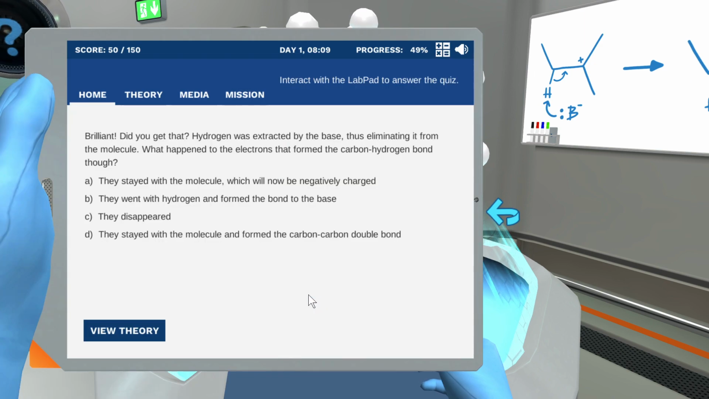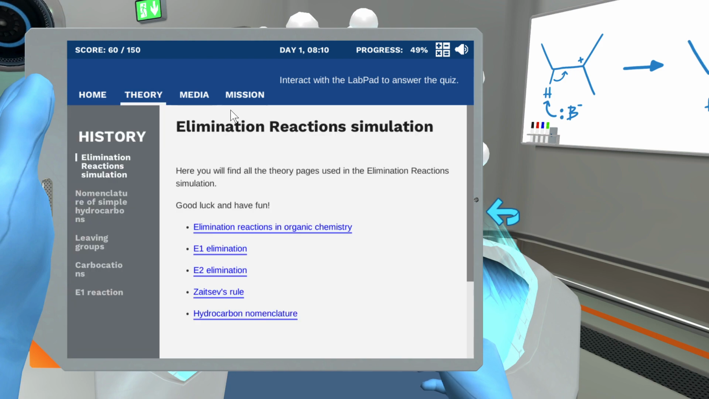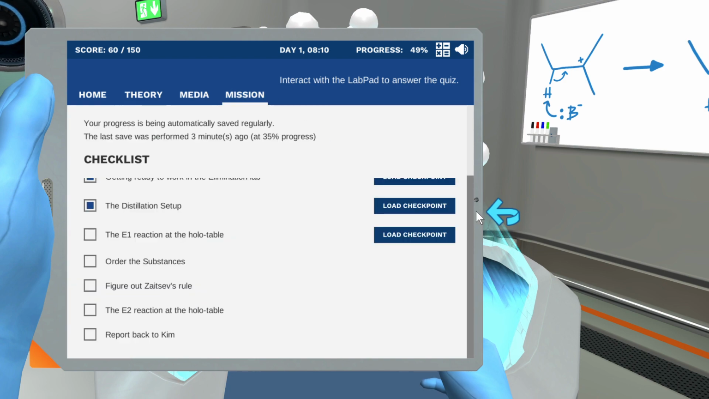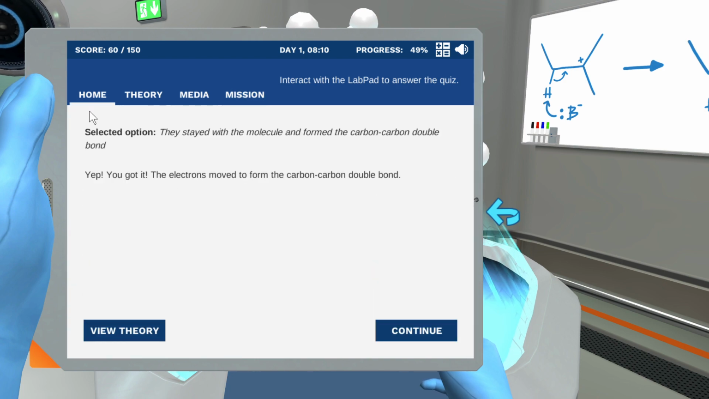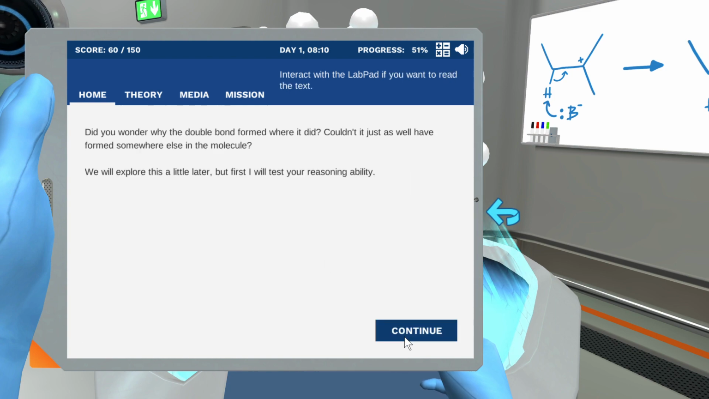Brilliant. Did you get that? Hydrogen was extracted by the base, thus eliminating it from the molecule. What happened to the electrons that formed the carbon-hydrogen bond though? Yep, you got it. The electrons moved to form the carbon-carbon double bond. The type of elimination we just went through. Did you wonder why the double bond forms?